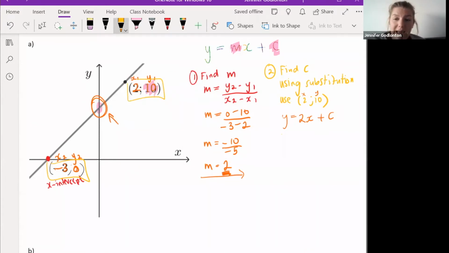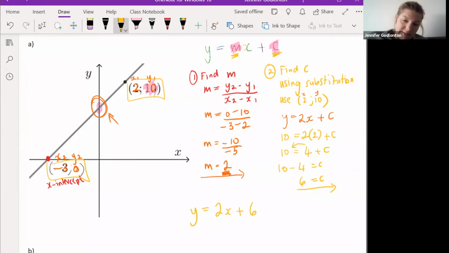So we're going to say 10 is equal to 2 times 2 plus c. So 10 is equal to 2 times 2, which is 4, plus c. I'm going to move that 4 over. So 10 minus 4 is equal to c, which means c is equal to 6. And once we have m and we have c, we have our full equation. So our equation would be y is equal to 2x plus 6.